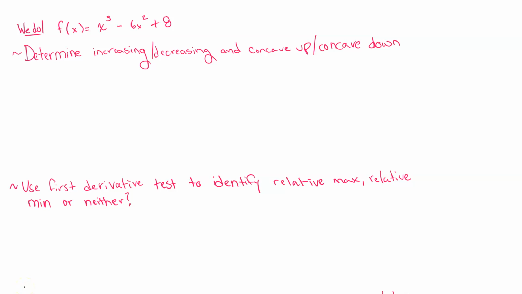All right, so let's look at another problem where we're determining intervals of increasing, decreasing, concave up and concave down, and then justifying our relative maxima and minima using the first derivative test and then the second derivative test. All right. So bearing that in mind, we need to find both the first derivative and the second derivative of our function. So our first derivative is 3x squared minus 12x. And our second derivative is going to be 6x minus 12.